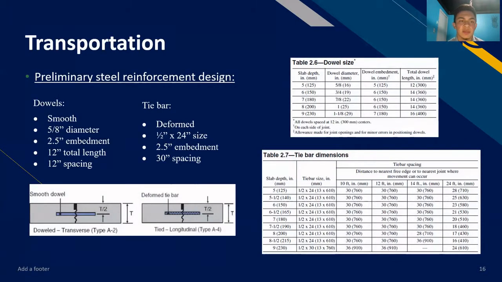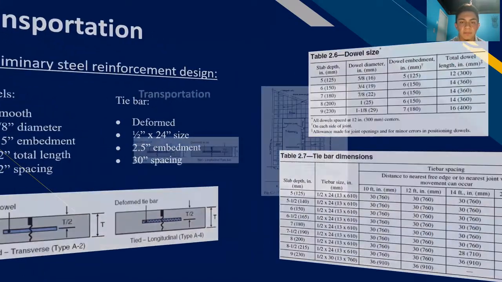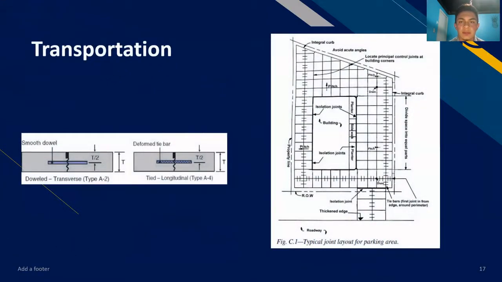The steel reinforcement design will be dowels and tie bars with the following characteristics. These were based upon the slab depth of 5 inches and the tie bar spacing of 12 feet. The tie bars will be used only on the first longitudinal joint of the parking lot, and the dowels will be placed on all other transverse joints.